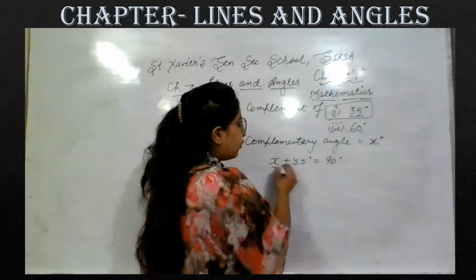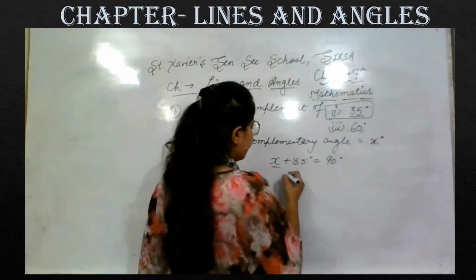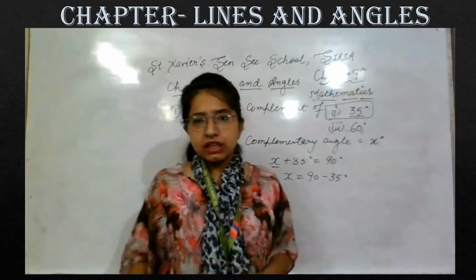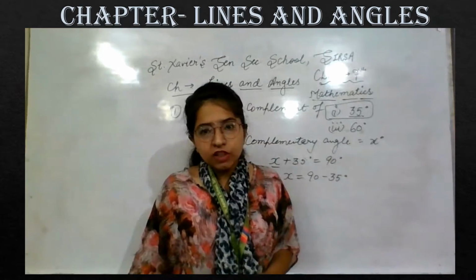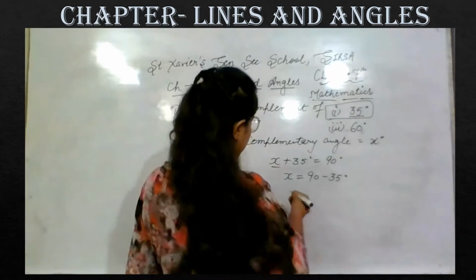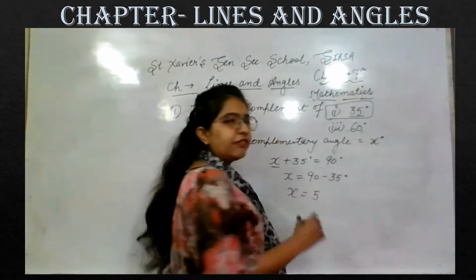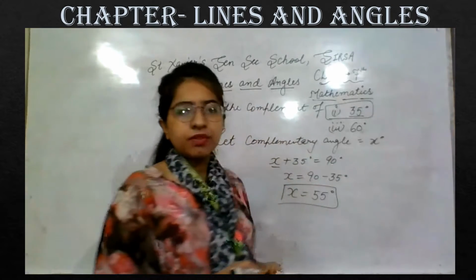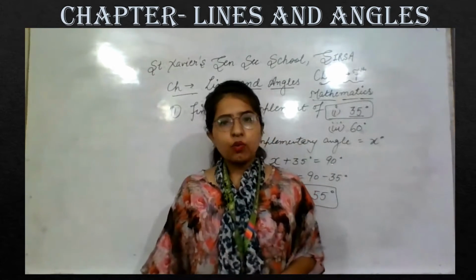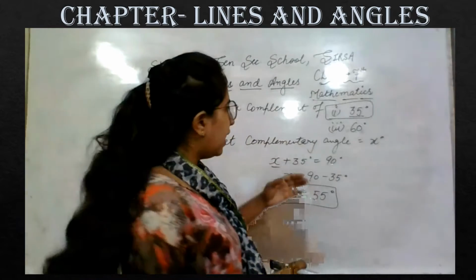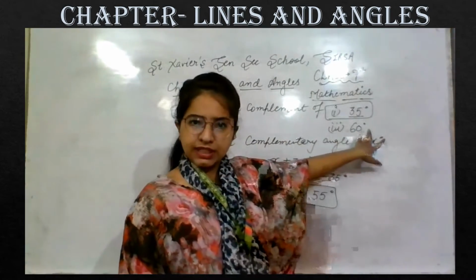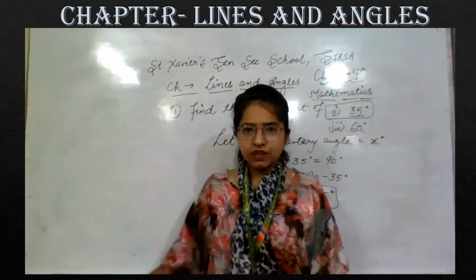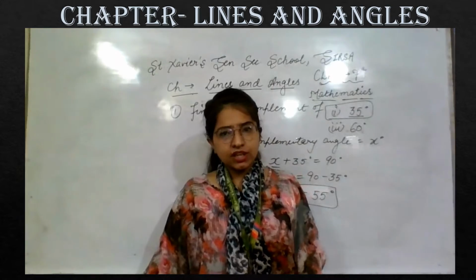Okay, now if you want to find the value of X, what you will do? 90 minus 35 degree. Then you will get the value of X. So what will be the value? 55 degree. So X will be 90 minus 35 is 55. Answer. Simple. Very simple. Similarly, you can do second part. 60 plus X is equals to 90 degree. Then you can find the value of X is equals to 90 minus 60. Okay, third part. You can try this. I'm going to do the second question.